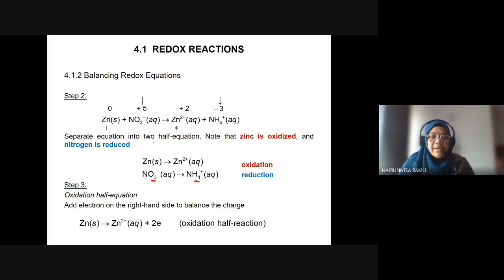First step is you must balance the atom yang bukan oxygen or hydrogen. Balance yang tu dulu. Tak perlu nak tengok dia punya ion, dia punya charge. You just tengok dia punya atom. So kalau sebelah kiri satu, sebelah kanan mesti satu lah. So kalau kiri dua, you tambah kat kanan tu dua.